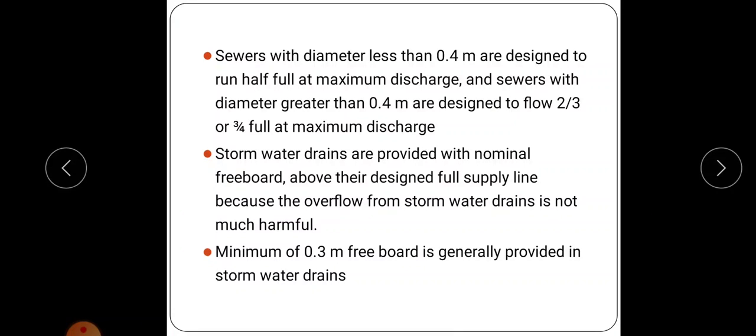Next point, stormwater drains are provided with a nominal freeboard above the design full supply line, because the overflow from stormwater drains is not much harmful. If there is an overflow of this stormwater flow, it will not cause any hazards to the environment. So it can be provided with a nominal freeboard, and a minimum of 0.3 meter freeboard is generally provided in stormwater drains.